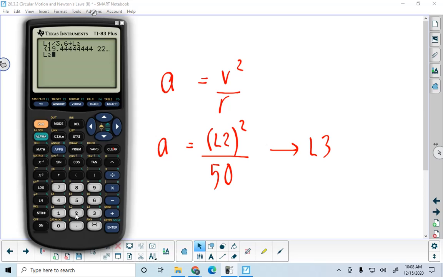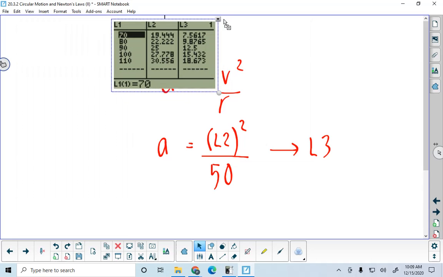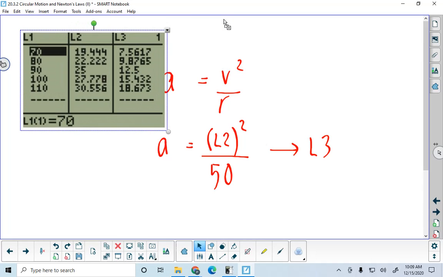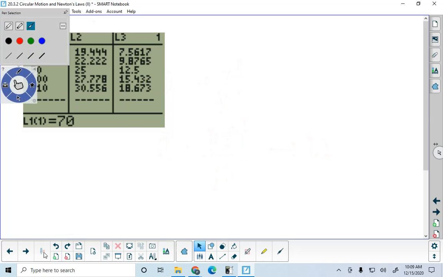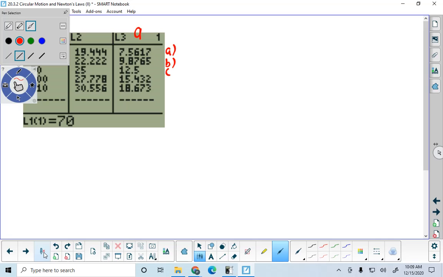I'm going to take L2 in my home screen, L2 squared, and I'm going to divide by 50 and store it as L3. And now if I were to go to L3, I would get all of my answers for the acceleration. So this is my acceleration for question A, for question B, for C, for D, and for E. I've got all of the answers.